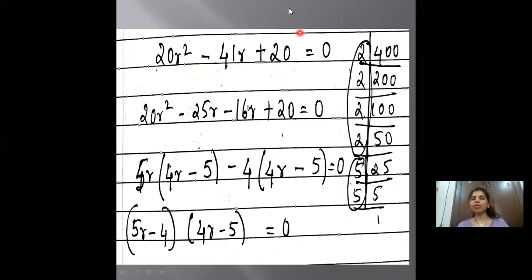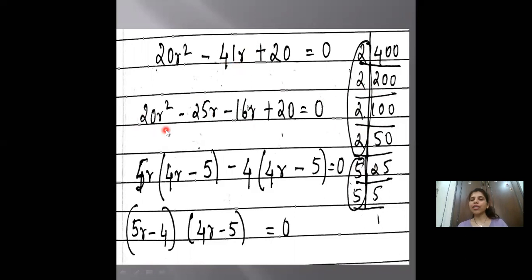Now you can't simplify it, okay, as 41 is not divisible by the number with which 20 will be divisible. So you multiply 20 and 20, you get 400. You'll have to factorize 400, and as it is a plus sign over here, you have to understand that by adding you should get 41. So which numbers will we figure out? 25 and 16. So 25 plus 16, you will get the value as 41.